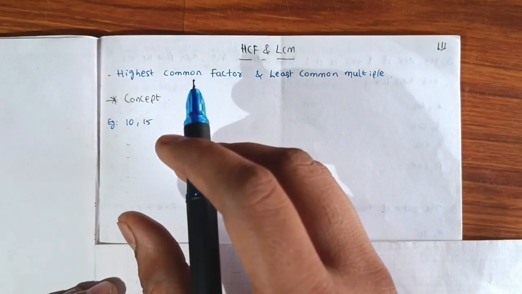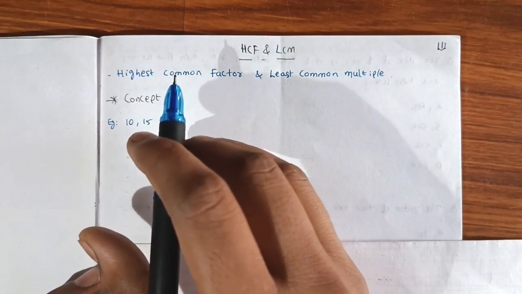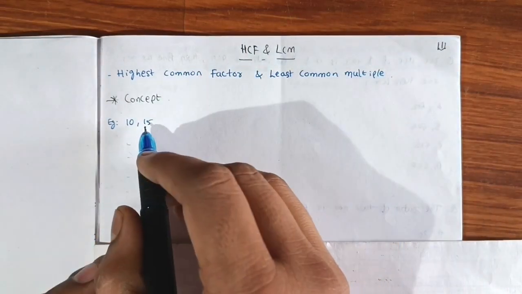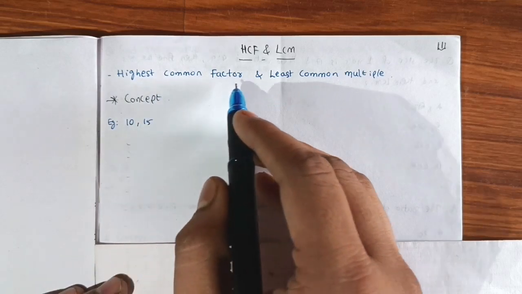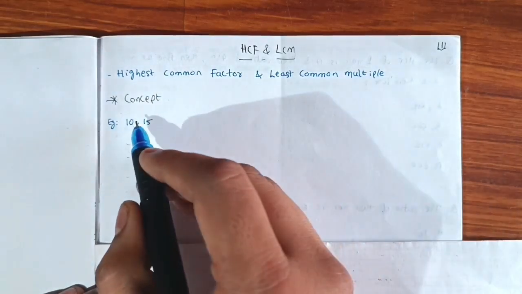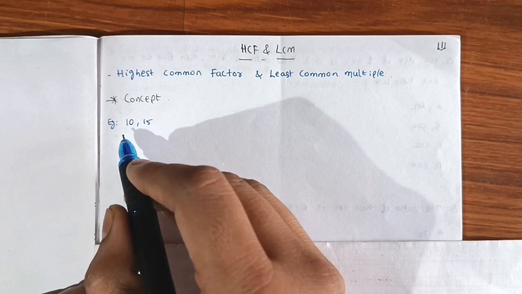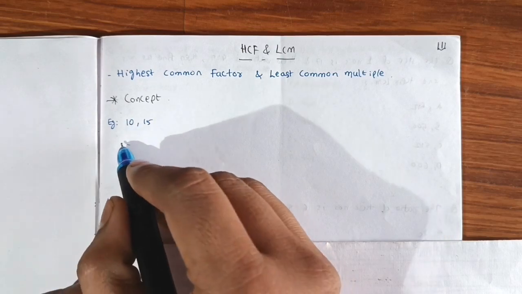I have taken one example to make the concept clear in a better manner: 10 and 15. Find HCF and LCM. Let us see by the very basic method.